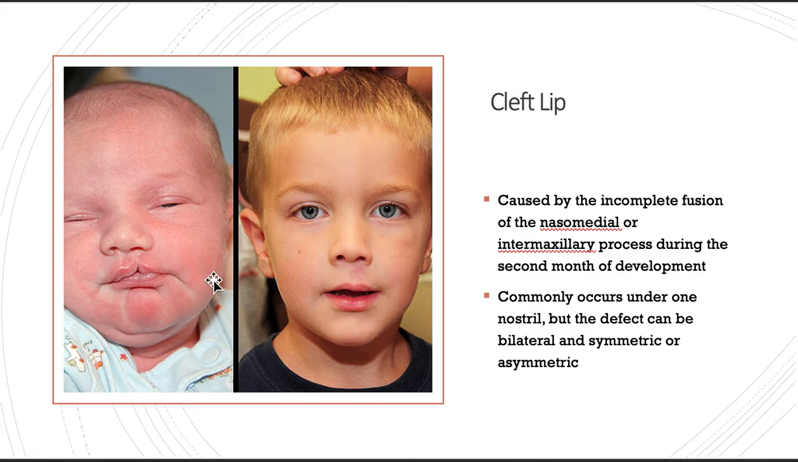This is the same little boy at birth and then after he had it repaired. So in a cleft lip, you've got the incomplete fusion of either the nasomedial or the intermaxillary process during the second month of development. And usually it's just under one nostril, but it can be bilateral. So we can see it bilaterally. That does happen as well.